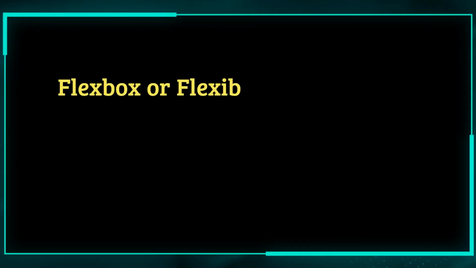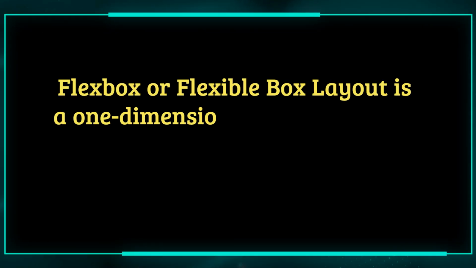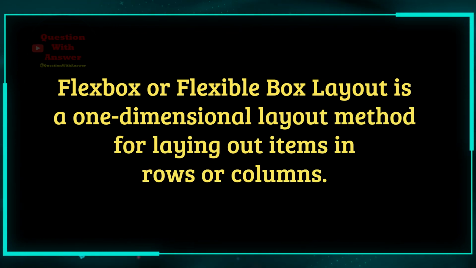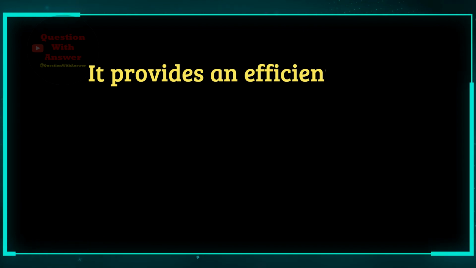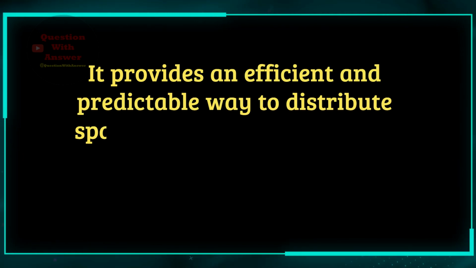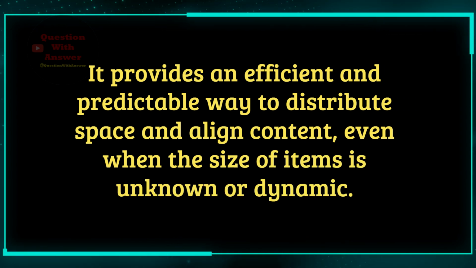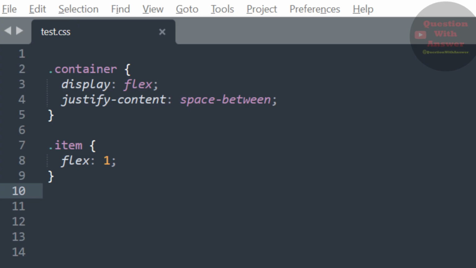Flexbox, or flexible box layout, is a one-dimensional layout method for laying out items in rows or columns. It provides an efficient and predictable way to distribute space and align content, even when the size of items is unknown or dynamic. Here is the example of flexbox layout in CSS.